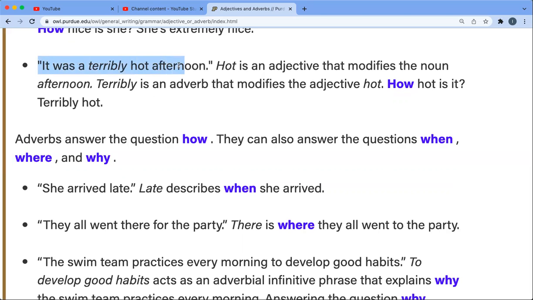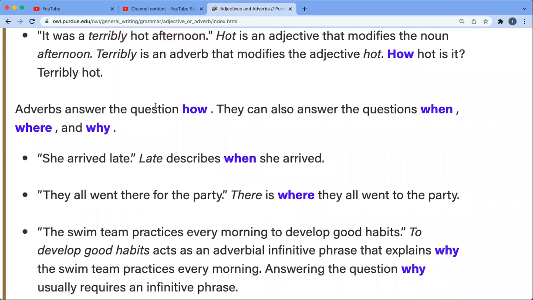If I say it was a terribly hot afternoon, I am defining an afternoon, which is a noun. Hot is an adjective appearing before the noun, preceding a noun. And then of course the adverb is defining hot, terribly hot, defining afternoon. Together, this clarifies what kind of afternoon you're explaining and talking about. This is what I mean when I say intensifying the meaning, modifying the meaning in the answer of how hot, for example, it is.